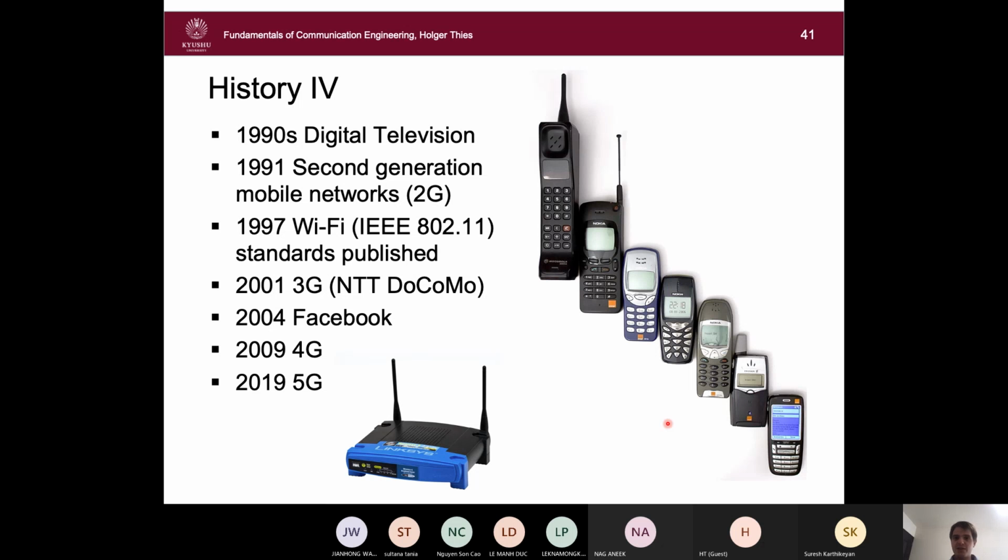So this is what happened from the 1990s. There were two important trends. The first one is that analog communication was more and more replaced by digital communication. For example, radio and television was analog previously, but nowadays most of this is replaced by digital. And the second trend is sometimes known as the wireless revolution. So better and better wireless devices were built.